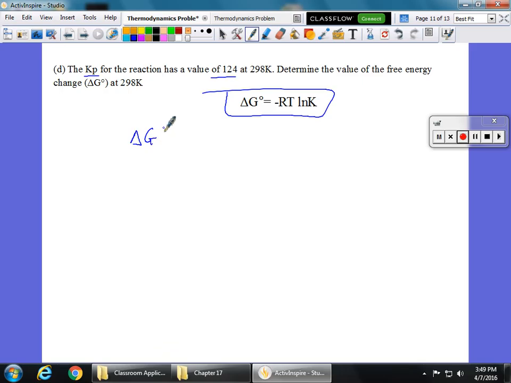We're looking for delta G, negative. Which R value you're going to use is really important. The R value you're using is the one for joules, 8.3145, times 298 Kelvin. That's our T value, and that's what was given to us in the problem. And then we're going to put in the natural log of K, and our Kp, it says, is 124.